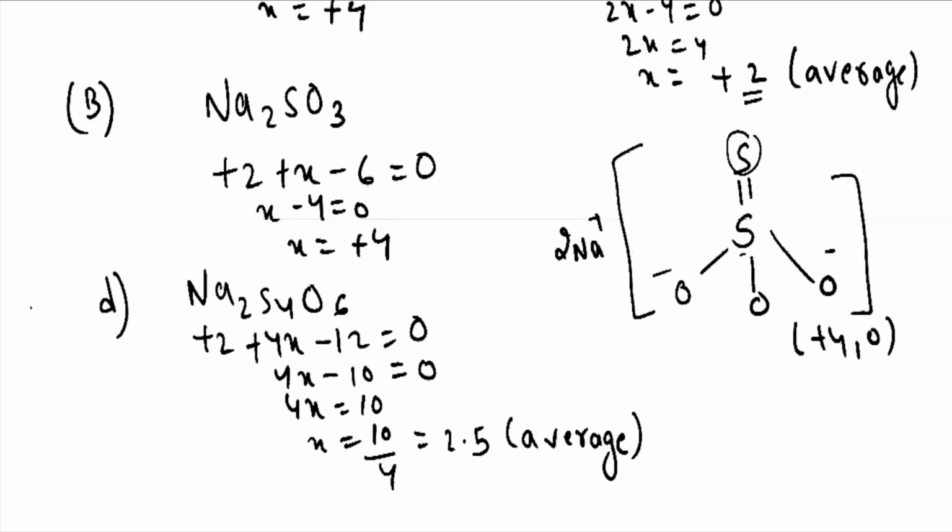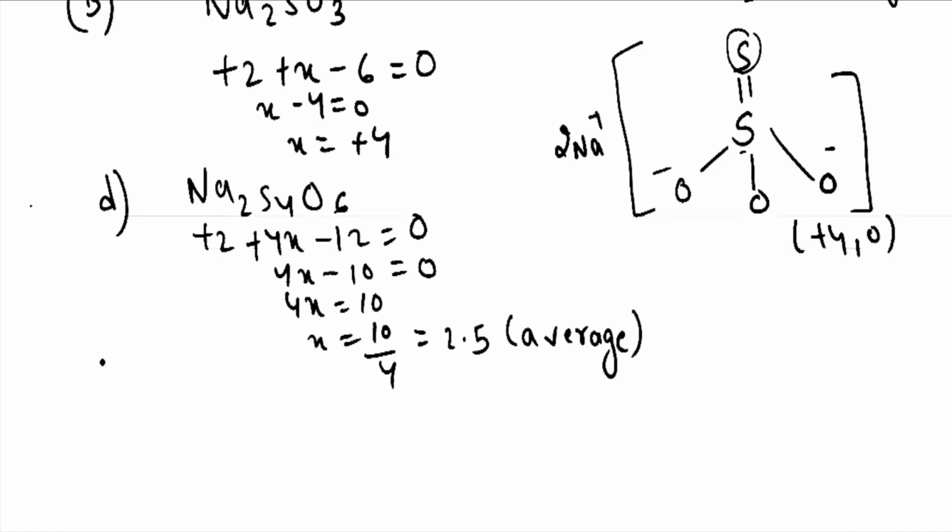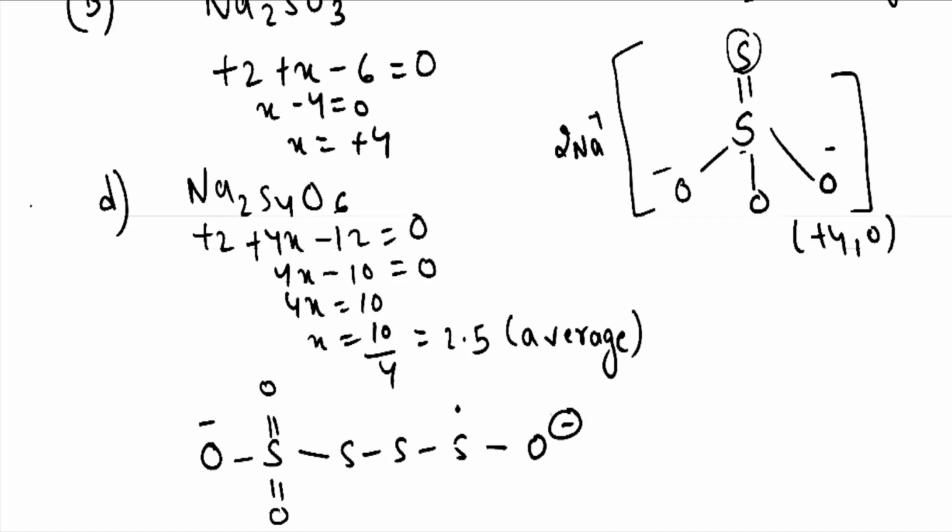Now coming to the case of D, we have the structure like this: S double bond O, then S S S, because we have 4 sulfurs, 1 2 3 4, and here O minus, double bond O, double bond O, and here Na plus, Na plus. Clear? So clearly we got the average as 2.5.